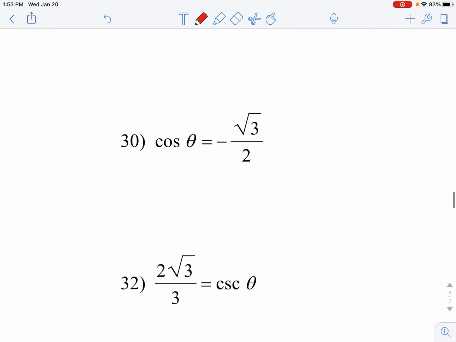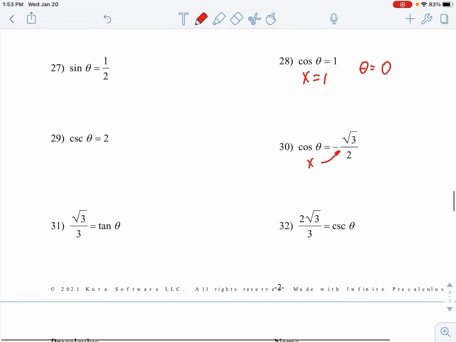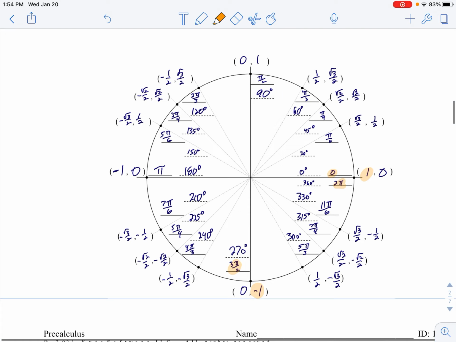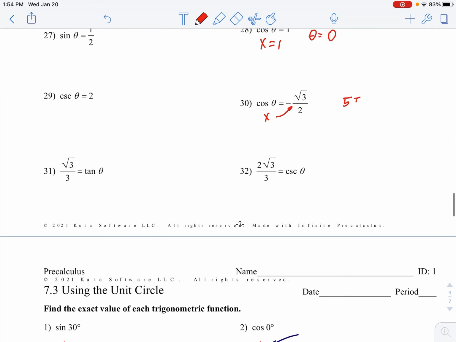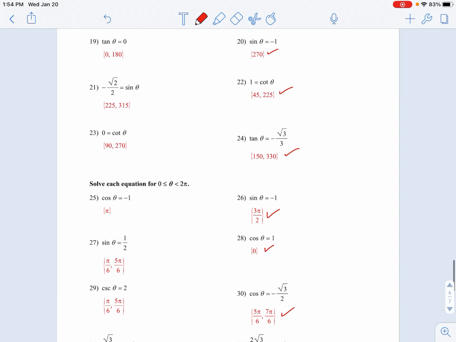Cosine equals -square root of 3 over 2. Well, just like the last problem, cosine is x. So we're trying to find an x value on the unit circle that's -square root of 3 over 2. And that's going to happen twice. Right here is an x value that's -square root of 3 over 2, and right there. By the way, they both have the same reference angle. Isn't that interesting? But anyway, the answers are 5 pi over 6 and 7 pi over 6. So let me write those down. 5 pi over 6 and 7 pi over 6. For number 30, there we go.